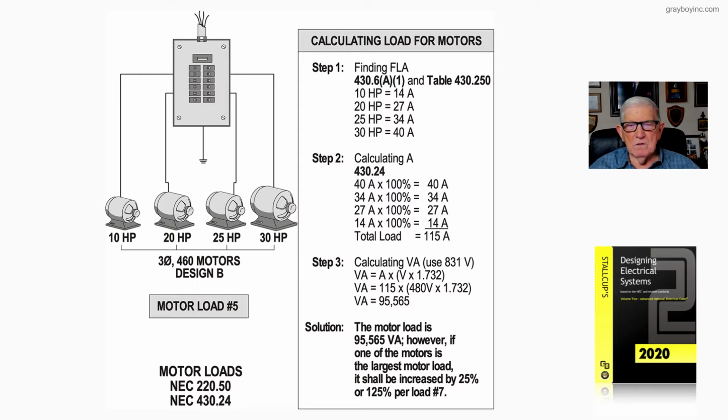And of course, you know, 220.50 and 220.14C basically says Article 220 doesn't calculate motor loads, and we're referred from Table 220.3 also over to 430.24, in the part that deals with 2 or more motors on a feeder or 2 or more motors with other loads.